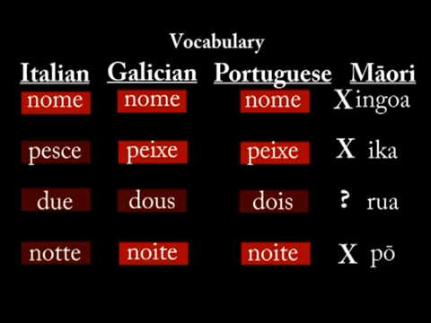Maori, on the other hand, doesn't seem to be related at all. So at this point we'll set it to the side and say that it's an unrelated language. That is, it may be related to other languages, but it is not related to Italian, Galician, and Portuguese, at least as far as we can tell from this set of words. But that's not enough. At this point we just have a flat understanding of the relationships.